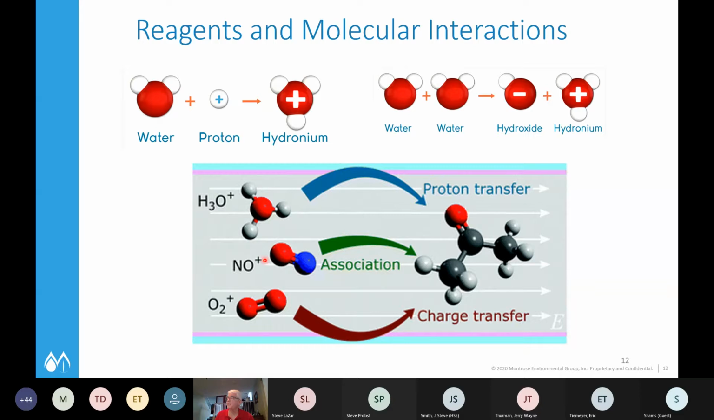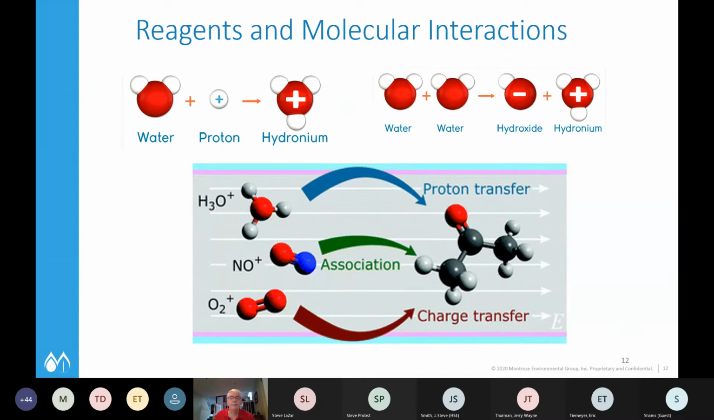Another mode is an association mode, which I'll talk a little bit about later. And then the final mode is charge transfer, where you take a particular gas, in this case oxygen, you ionize it, and then you take that ionized species, react it in the drift tube, and it just charges this now to a positive charge, and the mass stays the same. So these are the 3 that we use. The great thing about this is we can switch back and forth between these modes in a matter of a minute. And which reagent we use depends on which compound we're looking for.